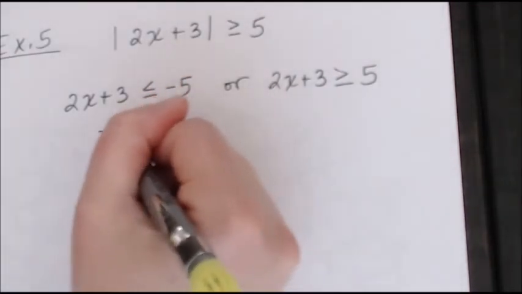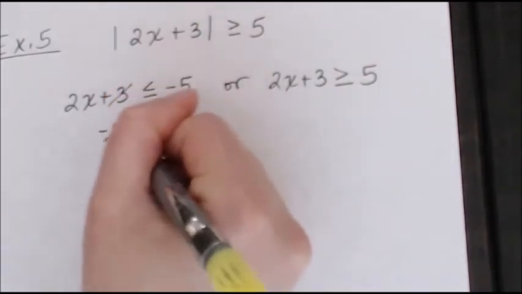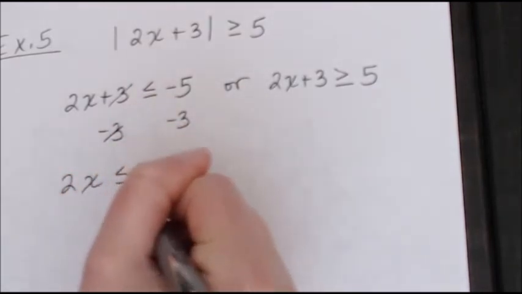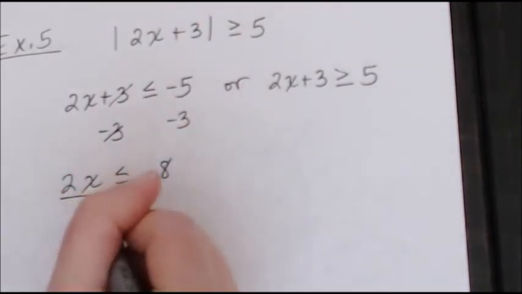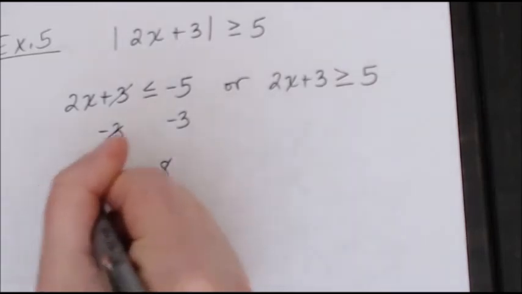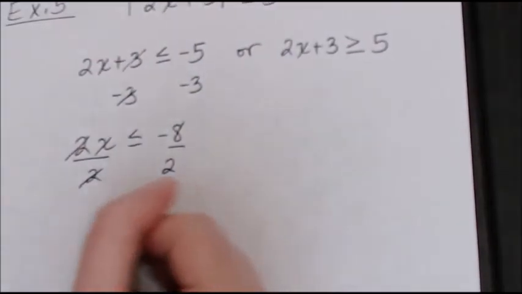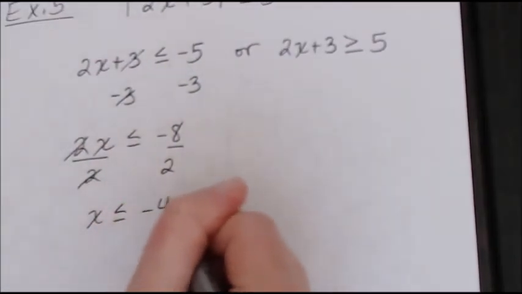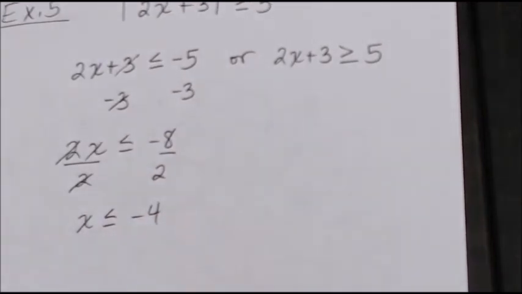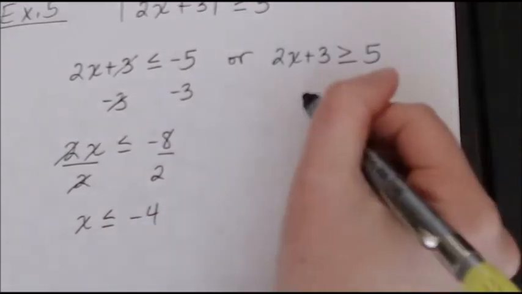So over here, I'm going to subtract 3 from both sides. So I have 2x is less than or equal to negative 8. Divide by 2. And then I have x is less than or equal to negative 4. So that's half of my solution. Let's come over here and solve the other inequality.